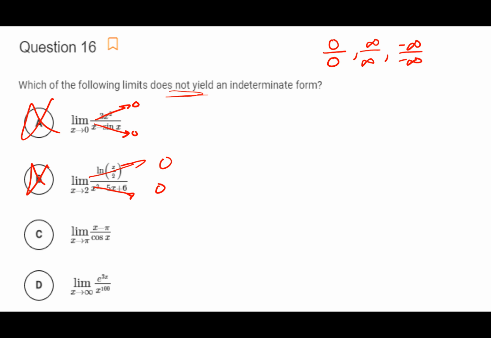C says x approaches pi. In the numerator, I have pi minus pi, so my numerator goes to 0. The bottom, I have cosine of pi, which is negative 1. So C is the correct solution for this one, because that does not yield an indeterminate form. And D, as I go to infinity, this one does create an indeterminate form. I end up with infinity over infinity.